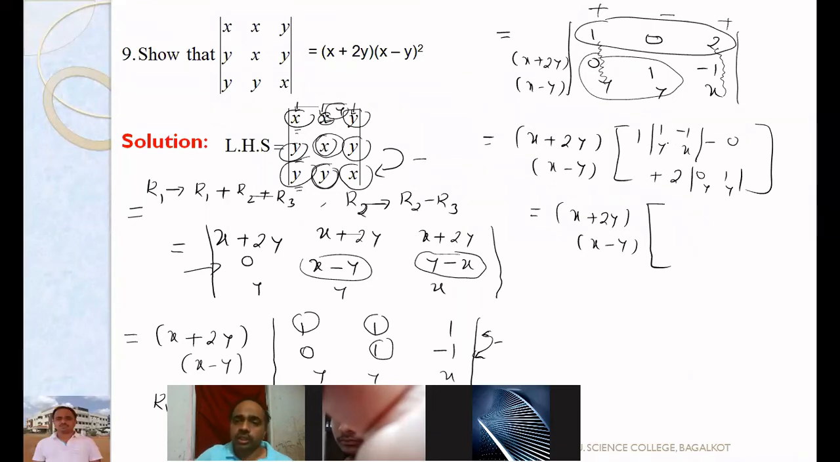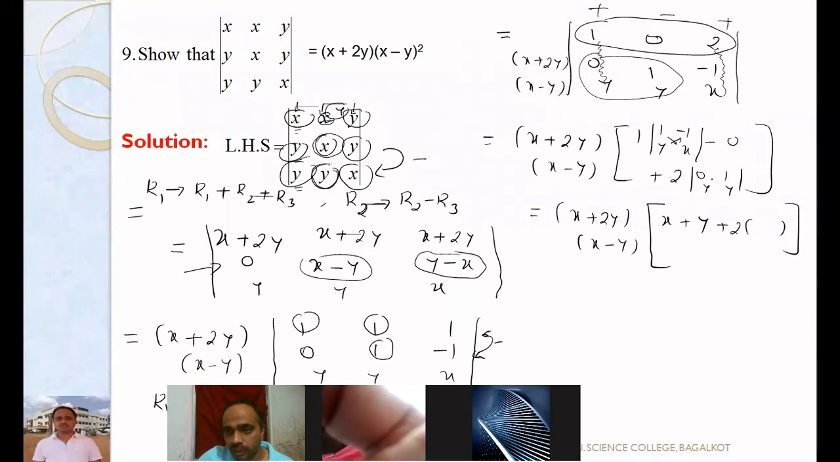1 into, how to find the value of the determinant? You have to cross multiply and subtract. 1 into x minus of y into minus 1. So x minus of minus plus 1. So it will be x plus y into 1. It is x plus y. 0, leave it. Then 2 into what do I get? 2 into bracket: 0 into y. 0 into y will be 0. You have to multiply these two. 0 into y, that is 0. Minus y into 1 is minus y. So 0 minus y.